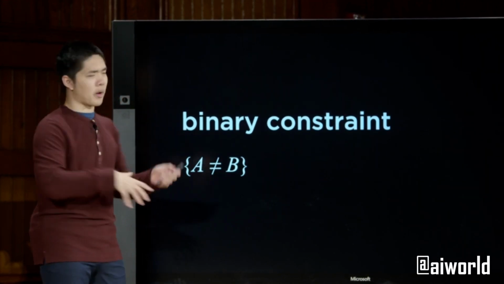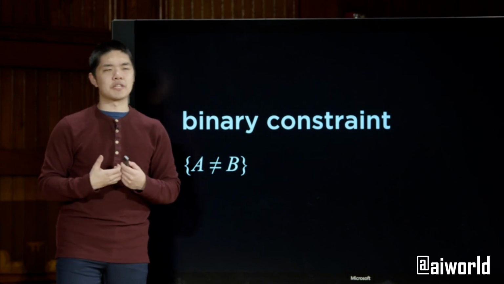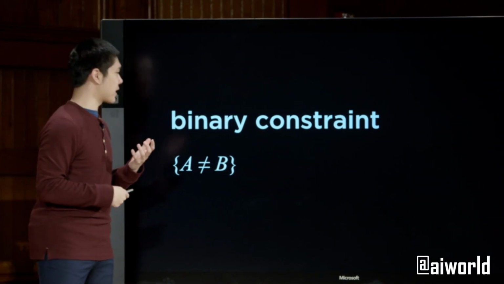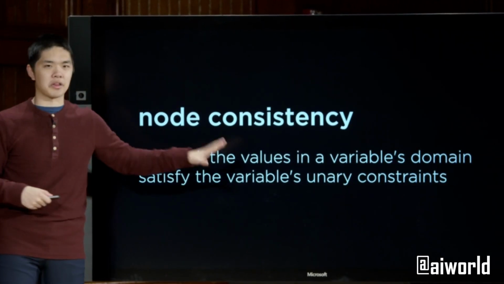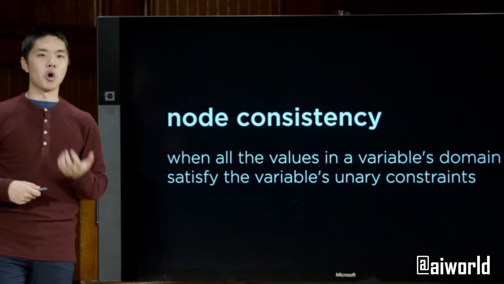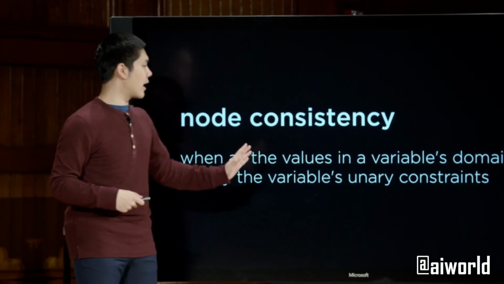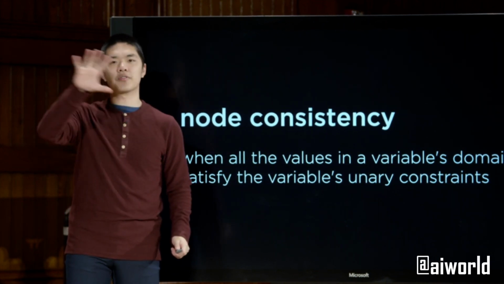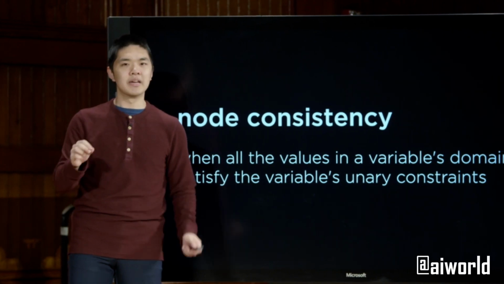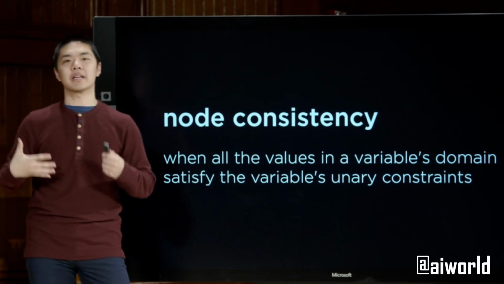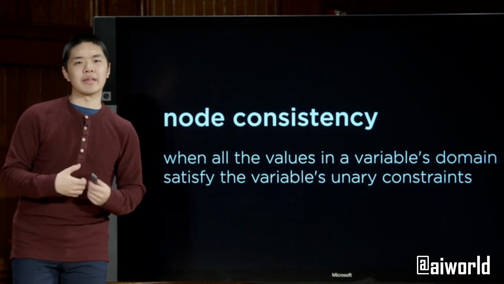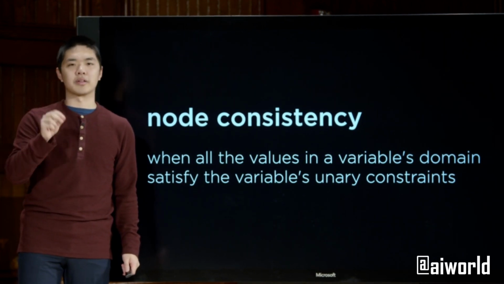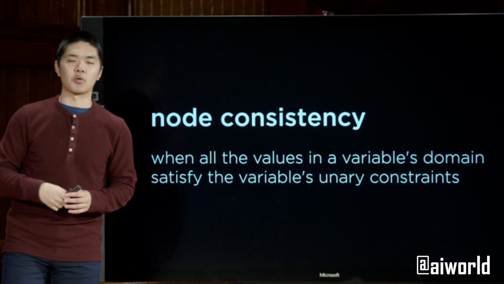And using this knowledge of what is a unary constraint and what is a binary constraint, there are different types of things we can say about a particular constraint satisfaction problem. And one thing we can say is we can try and make the problem node consistent. So what does node consistency mean? Node consistency means that we have all of the values in a variable's domain satisfying that variable's unary constraints. So for each of the variables inside of our constraint satisfaction problem, if all of the values satisfy the unary constraints for that particular variable, we can say that the entire problem is node consistent, or we can even say that a particular variable is node consistent if we just want to make one node consistent within itself.